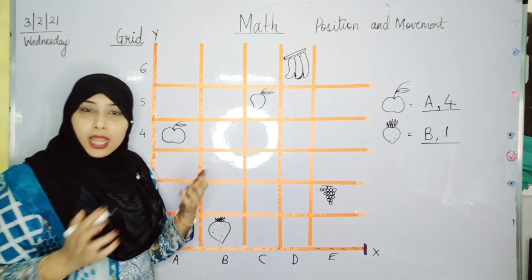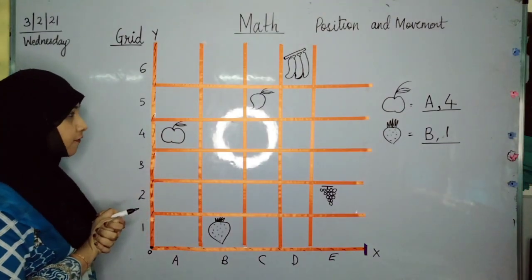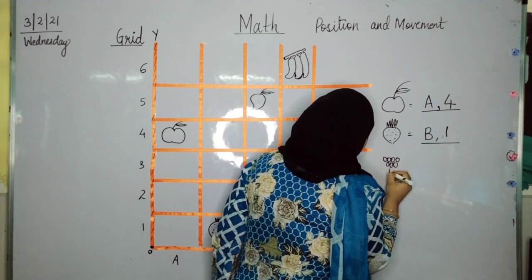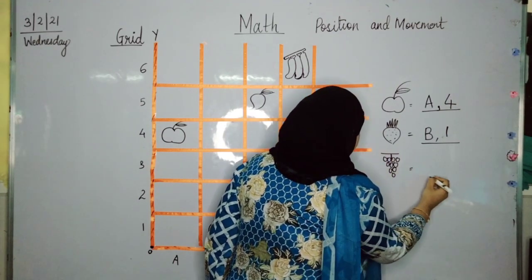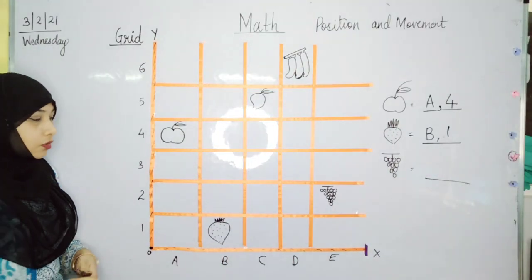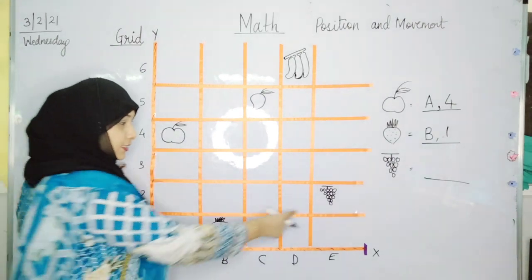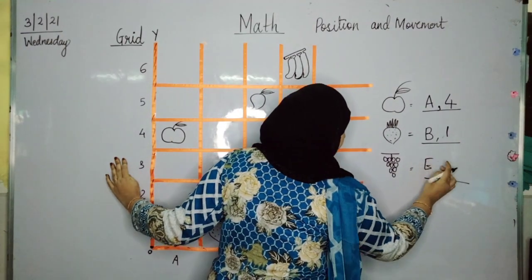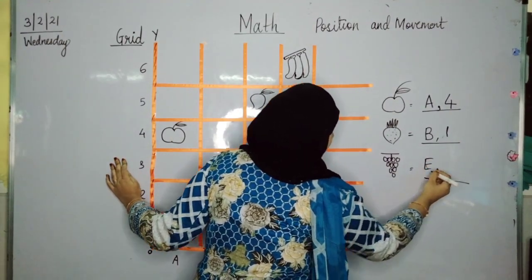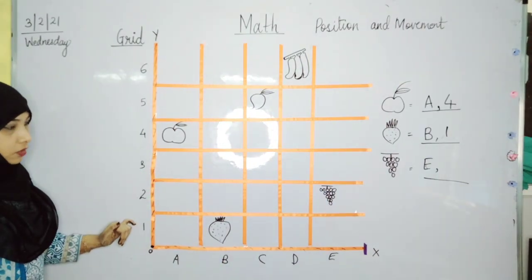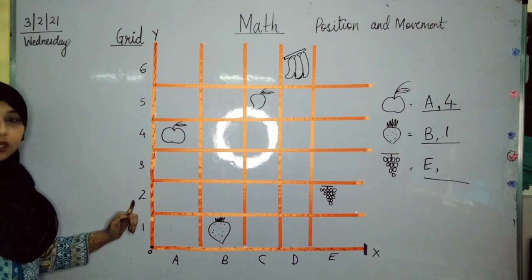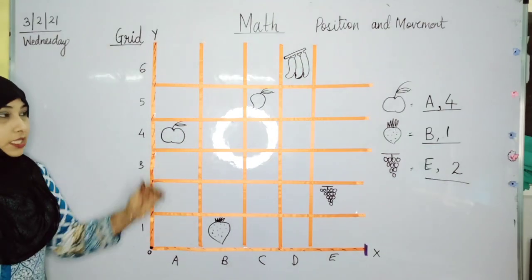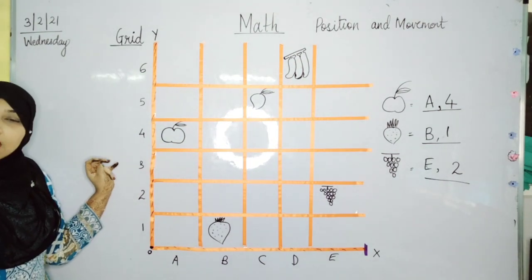Now grade 2, I want you all to find the position of the grapes. Okay. Let us find the position of grapes. What will you all do? You will first look at the x-axis. Grapes is here on the x-axis, means it is on E. And now here we need to find out where are the grapes. It's on the y-axis, it's on 2. So the position of grapes is E2. This is how we find the positions of the given objects.